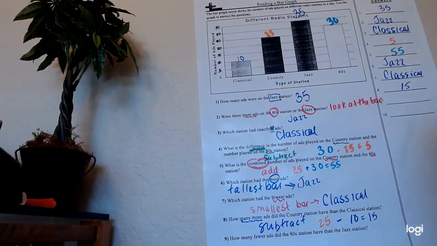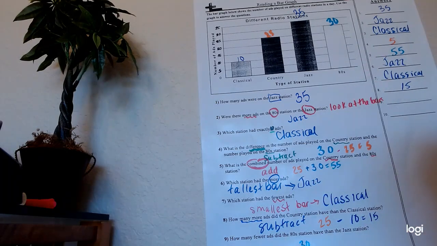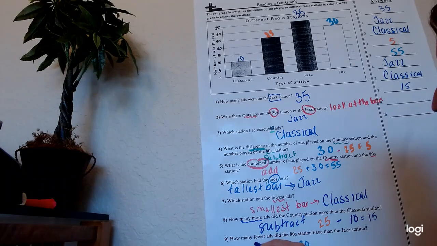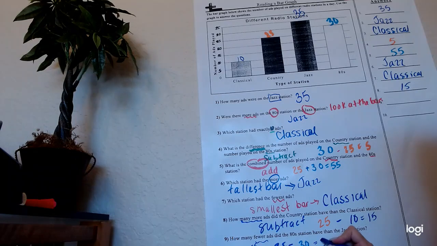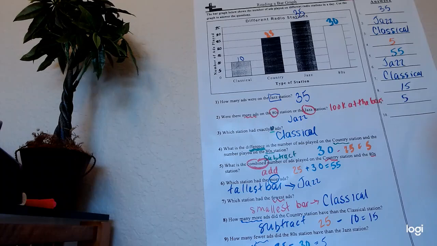Okay, how many fewer ads did the 80s station have than the jazz station? So let's look at this. 80s station has how many? Let's write this down first. 30. And the jazz station has 35. Okay, fewer means how many less? So I'm going to subtract. So they have a total of 5 less. And if you didn't want to do the work, you could say, okay, here 35 minus 30 is 5.